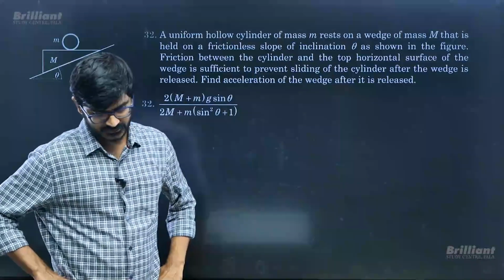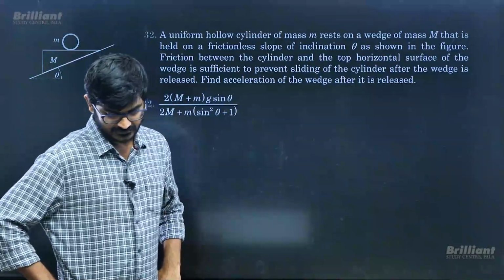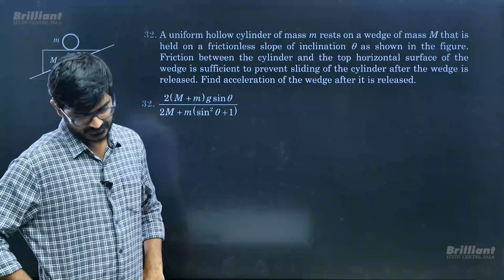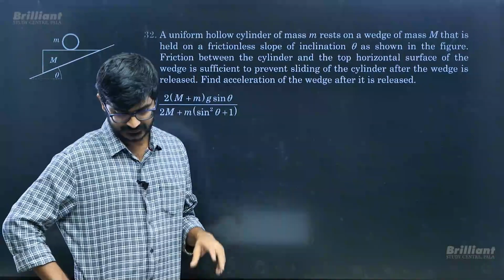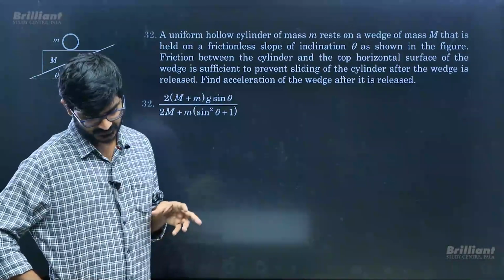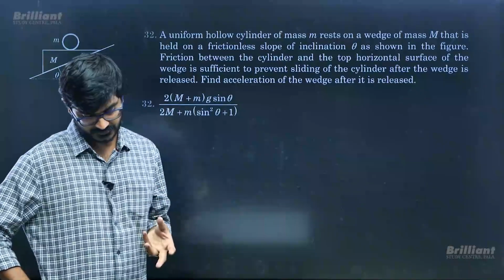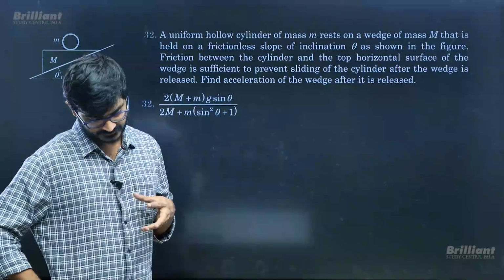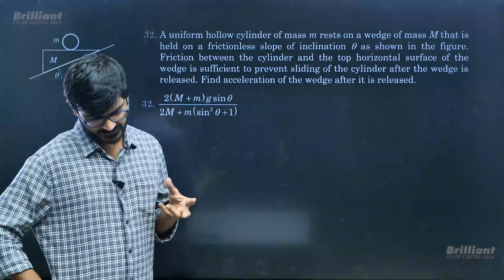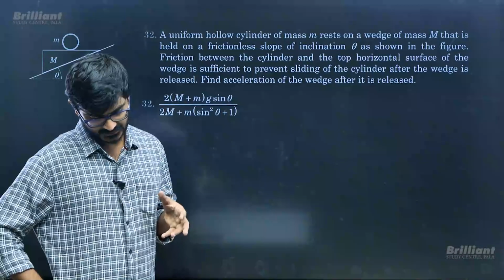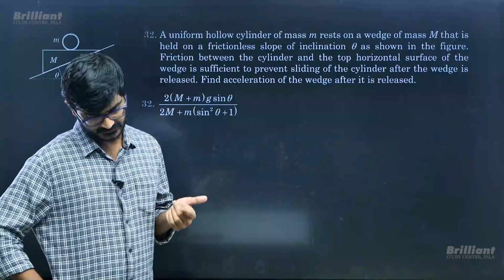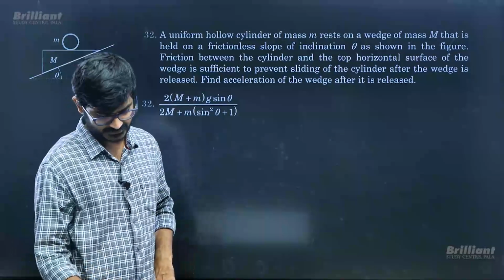A uniform hollow cylinder of mass m rests on a wedge of mass capital M that is held on a frictionless slope of inclination theta, shown in the figure. The friction between cylinder and top horizontal surface of the wedge is sufficient to prevent sliding of cylinder after the wedge is released. Find the acceleration of the wedge after it is released.